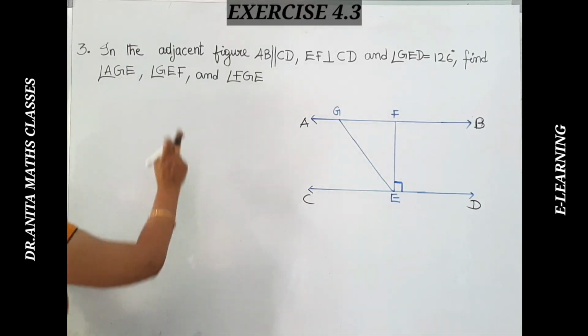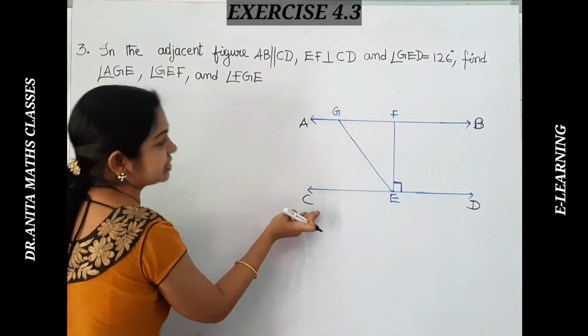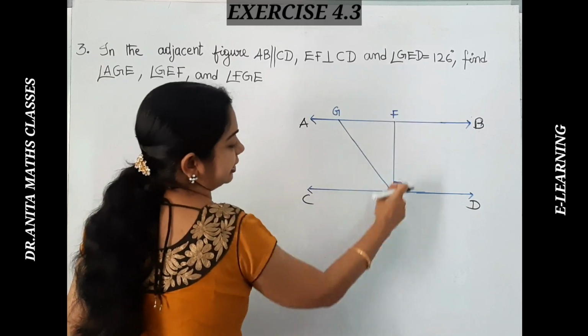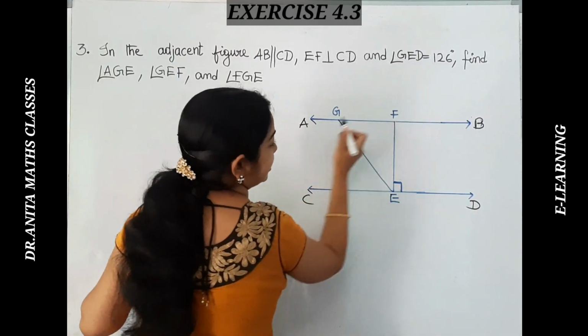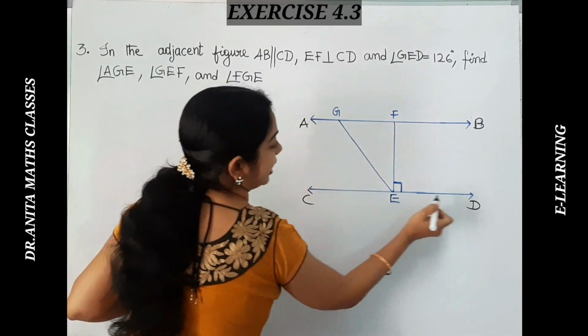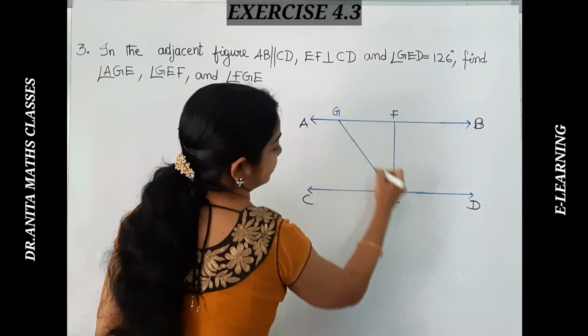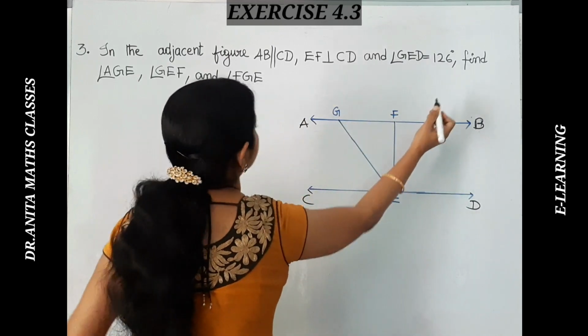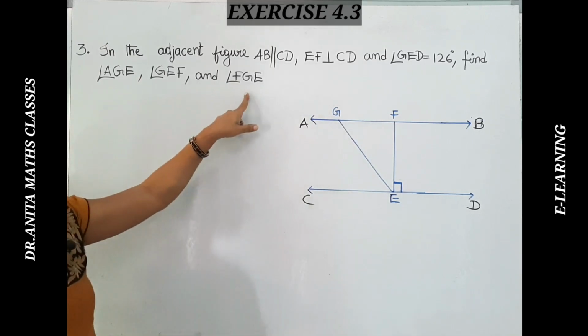The third problem: in the adjacent figure, AB is parallel to CD. EF is perpendicular to CD, that is given, and angle GED is 126 degrees, given. Find angle AGE, angle GEF and angle FGE.